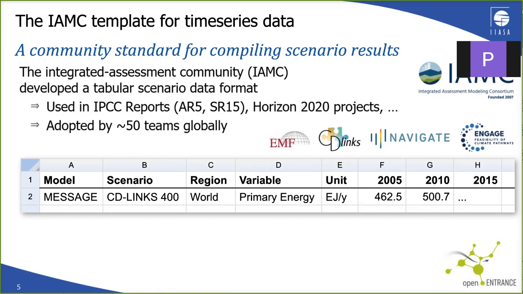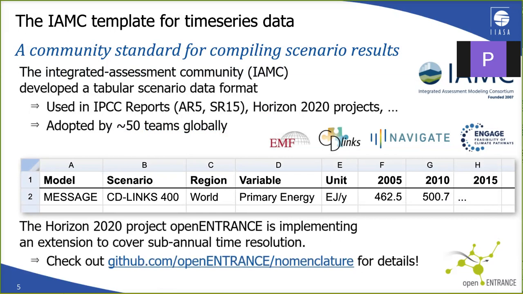The structure of this is based around Microsoft Excel files, and it has quantifiers, which are model, scenario, region, variable, and unit. And then it has time series data. So it has these model, scenario, region, variable, unit types that specify what kind of time series it is. And then you have years for which you have a given value. Currently, as you can see, we only have resolution in years, but for the Horizon 2020 project, there is currently a sub-annual time resolution in development. Details can be found on the GitHub page of the Open Entrance project under Nomenclature.